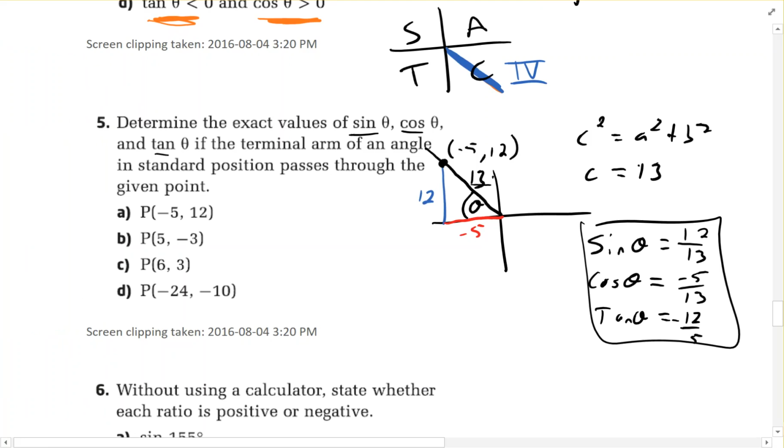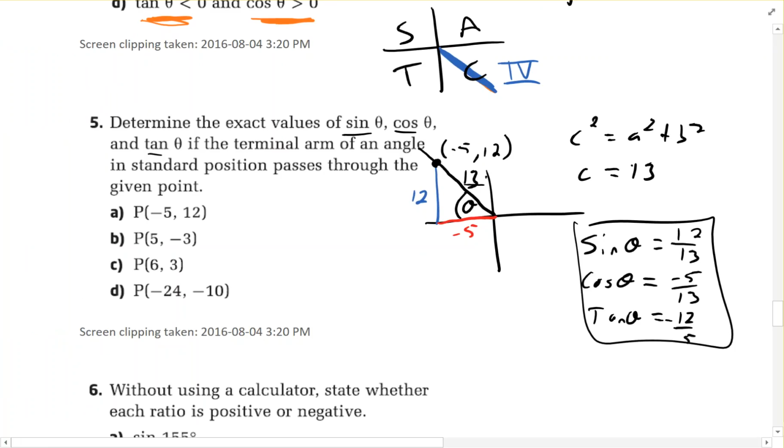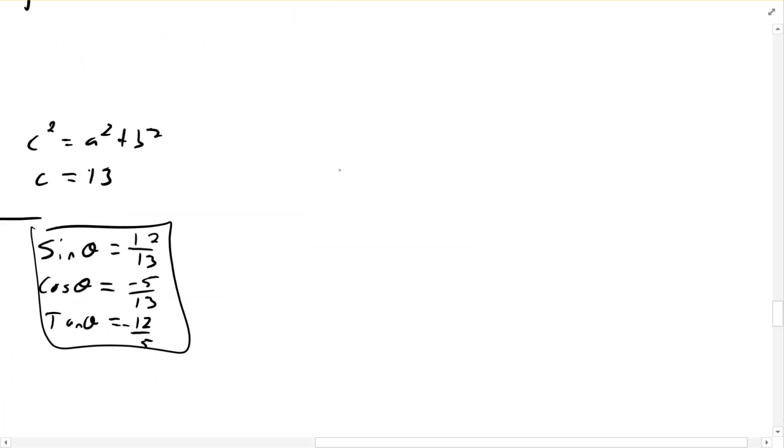In the back of your textbook, the answers look a little different. Here, I'll show you what they did. For number 5B, one of your answers for sine theta is sine theta equal to negative 3 over root 34, or negative 3 root 34 over 34.